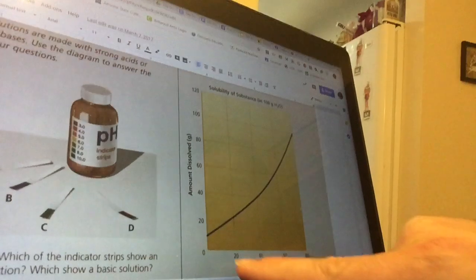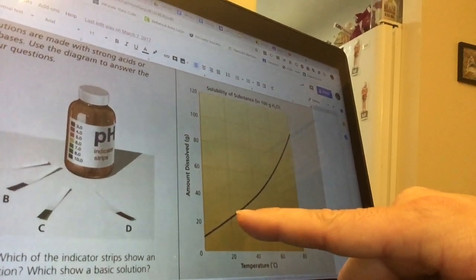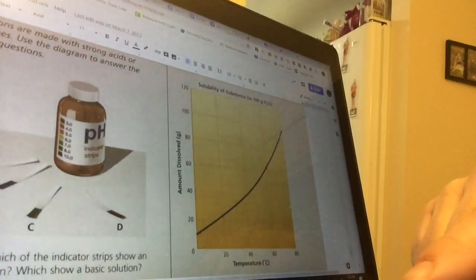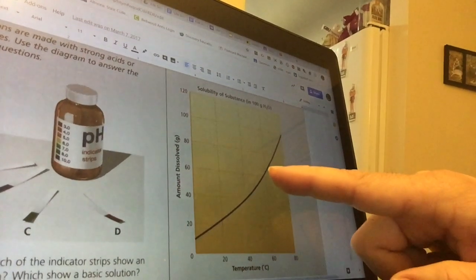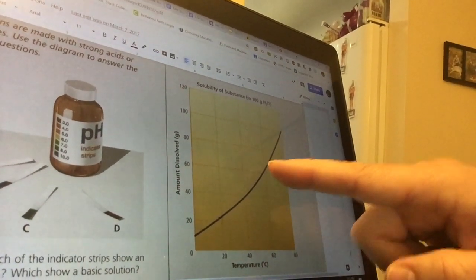Approximately how many grams of the substance can dissolve at 20 degrees Celsius? So you go to 20 degrees Celsius, you come up, and it looks to me like around 30. And at 60, you're around 60 grams. Is it a solid or a gas? It's a solid because the solubility increases.